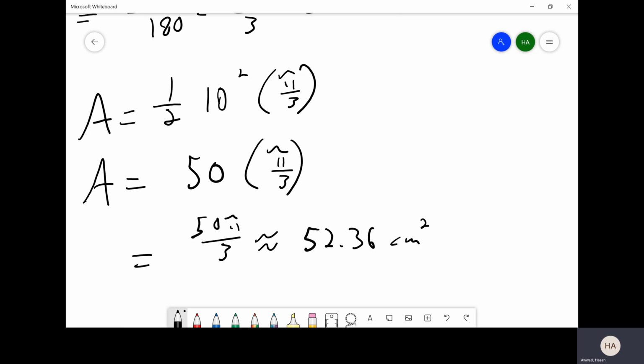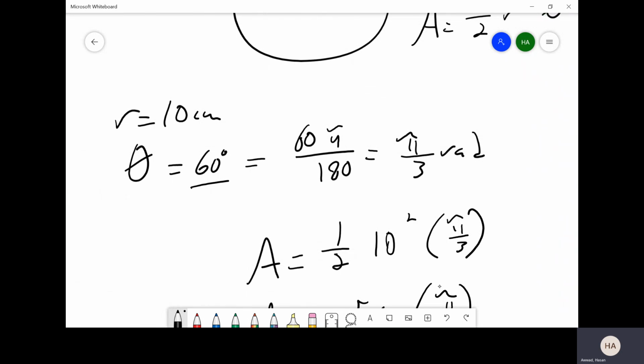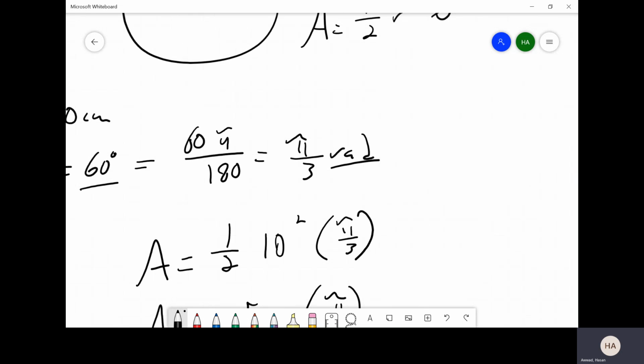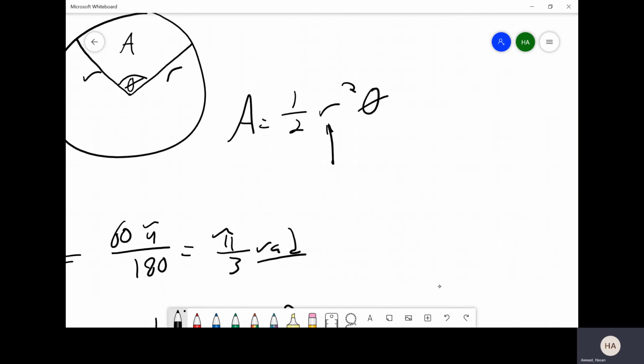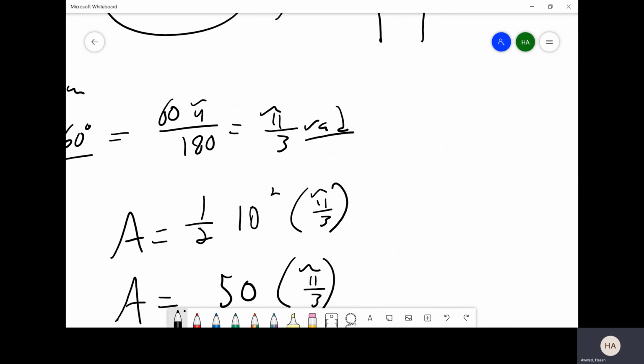But don't worry about the unit of measurement. This isn't a physics class. I'm not too worried about this. What I am mainly worried about is, first off, your conversion of degrees to radians, and secondly, plugging in appropriately, right? Make sure you're plugging in the appropriate number for your radius, and you're plugging in the appropriate value for your angle. So we figured out pi over 3 is our angle in terms of radians.